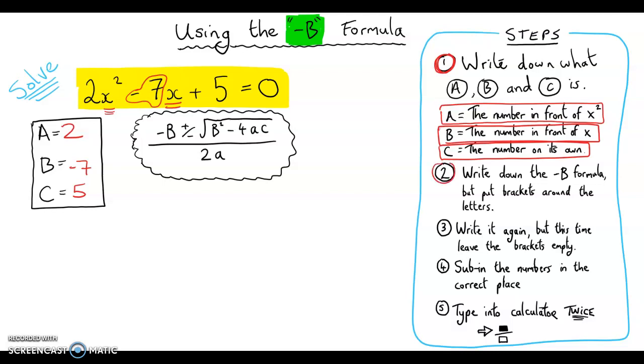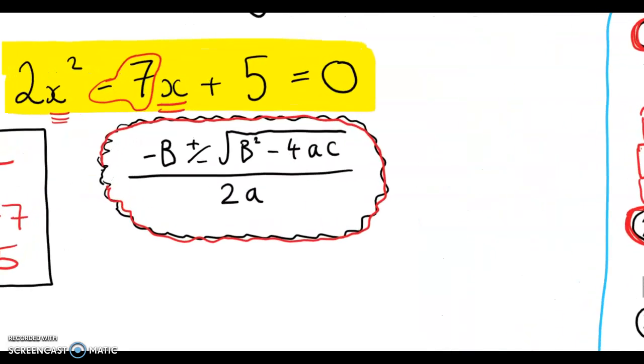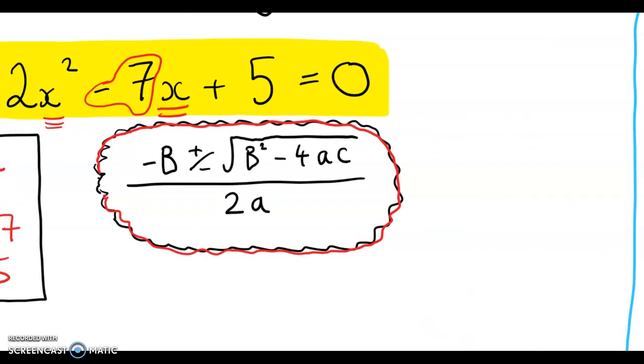Now step 2. Write down the minus B formula, but put brackets around the letters. Here I've already written down the formula just to save a bit of time. Now I'm going to put brackets. This isn't the way it looks in the logbook, but it's a lot easier when you do it this way. You put brackets around just the letters. Each letter gets its little pair of brackets, like that.